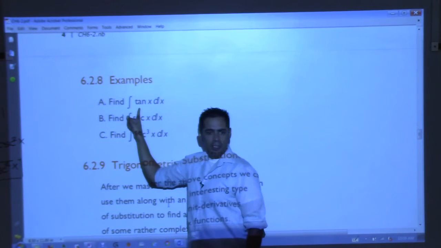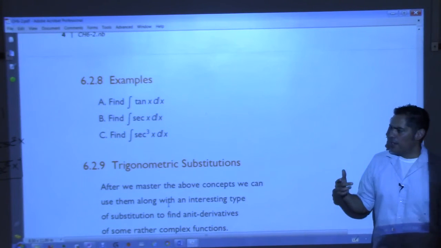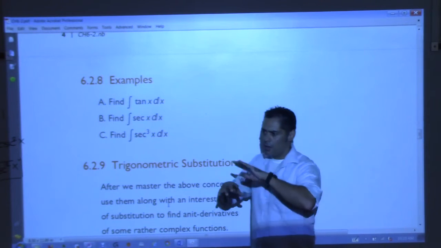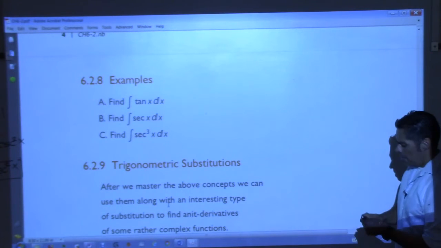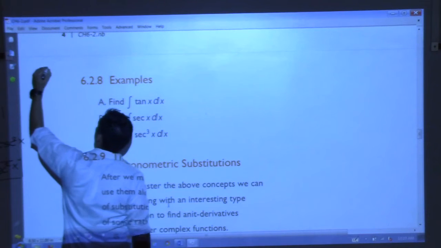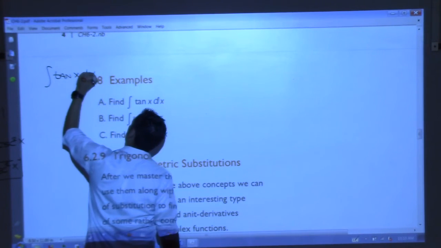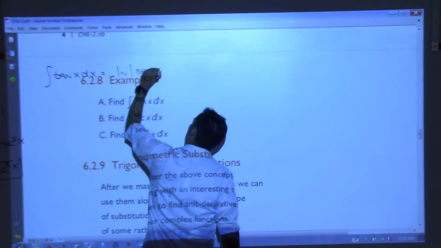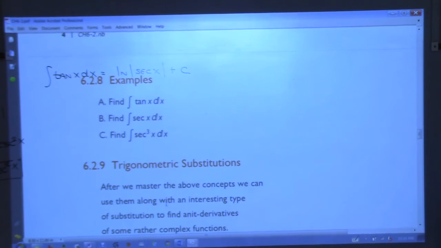This one's on your formula sheet. And I believe I told you in the beginning of class that if you see any of the trig functions, sine, cosine, tangent, cosecant, secant, cotangent, all those, they're on your formula sheet and you have the antiderivative. So someone look on their formula sheet and tell me what the antiderivative of this is. Well, I know what it is, but you look it up. Okay, the antiderivative of tangent x is equal to ln of the absolute value of secant x plus c, right? Okay, that's what it is.